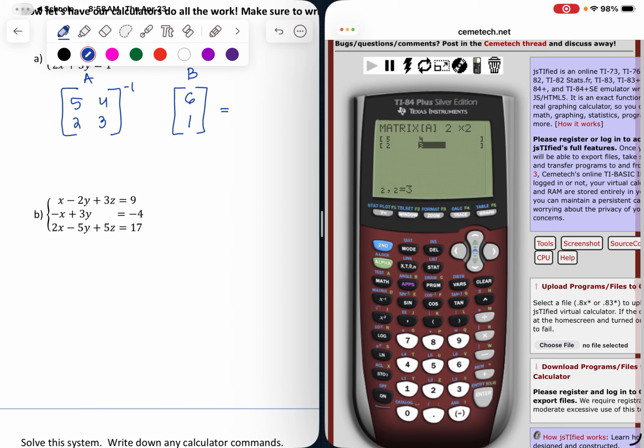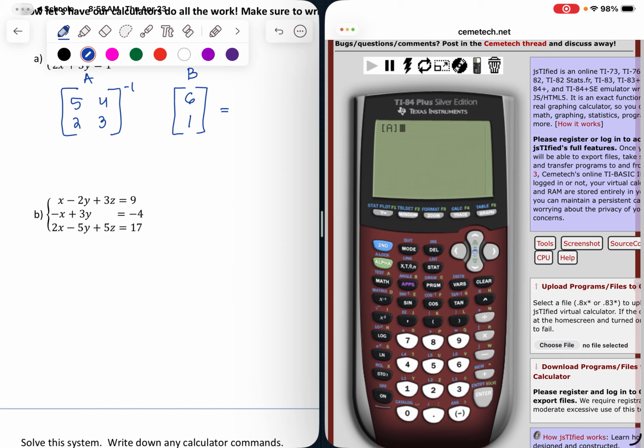And then matrix B, so I'm gonna quit out of this, second quit. I'm gonna go back into matrices. I'm gonna move over to edit and then down to matrix B. This is a 2 by 1, 6, 1.